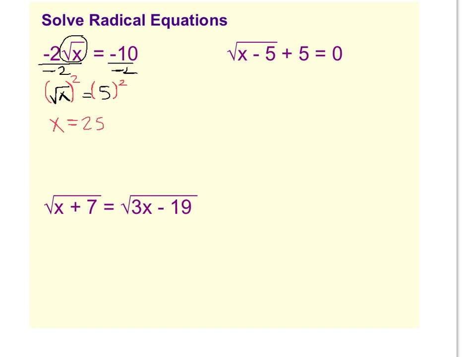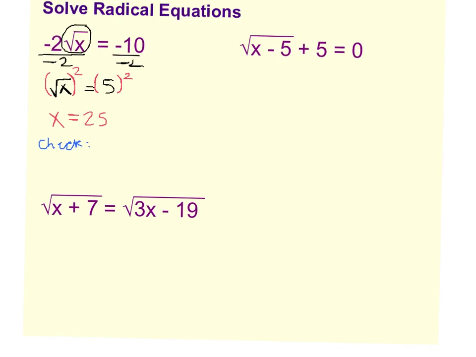Now the thing that you're not going to like about solving radical equations is we don't actually know if 25 is the true solution. The only way we know that is by actually checking our answer and plugging it back in to see if it works out.